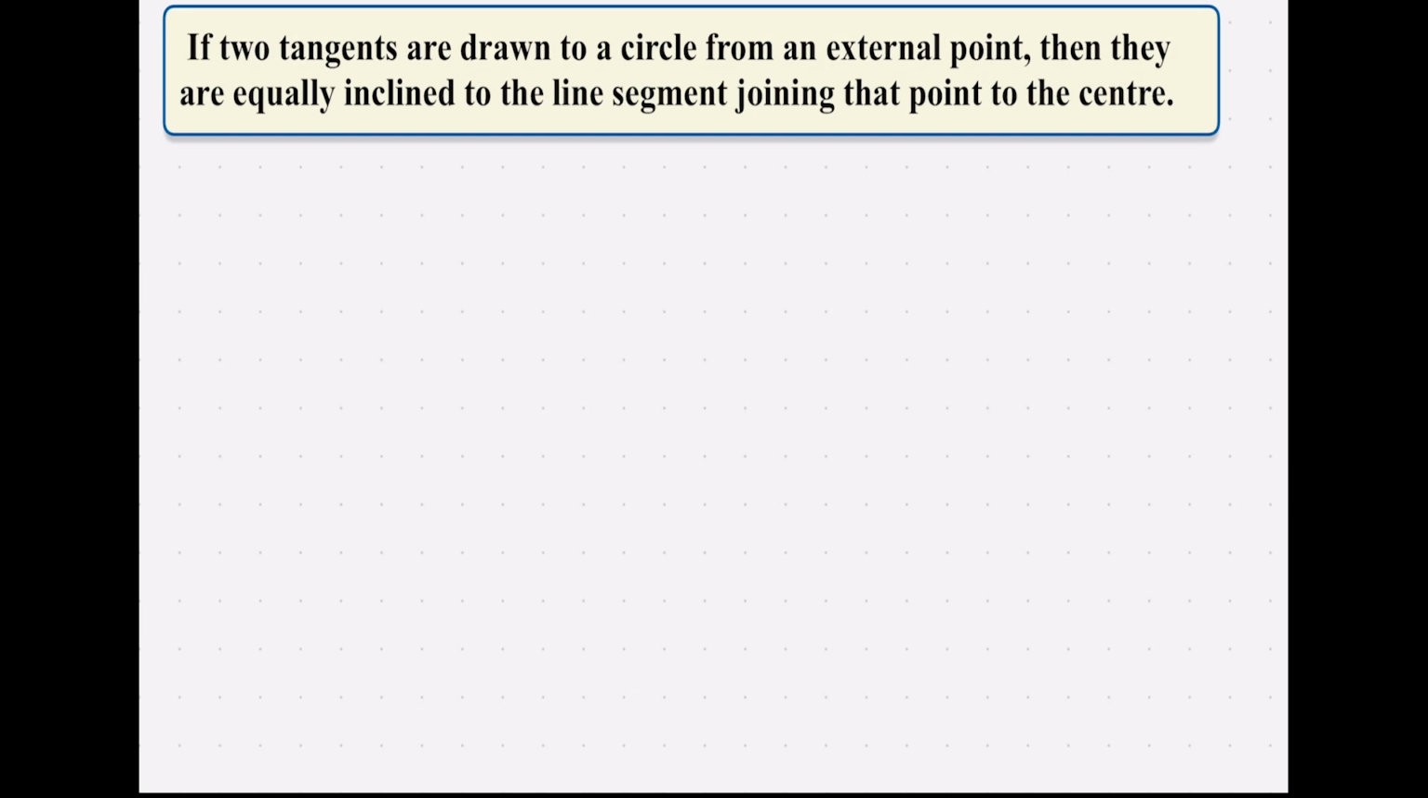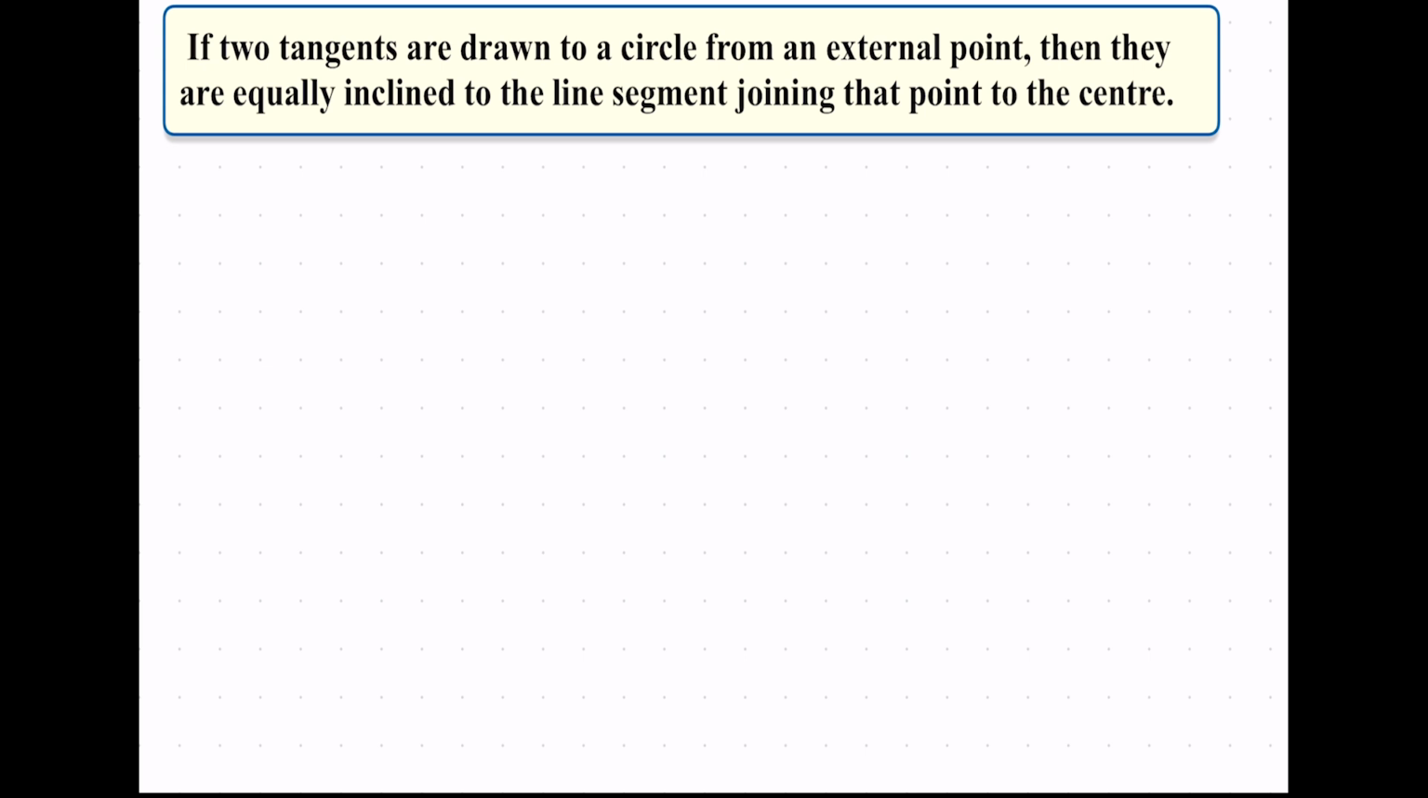Hello everyone. Today we are going to discuss another extended result of length of tangents drawn from an external point. So the statement is: if two tangents are drawn to a circle from an external point, then they are equally inclined to the line segment joining that point to the center.